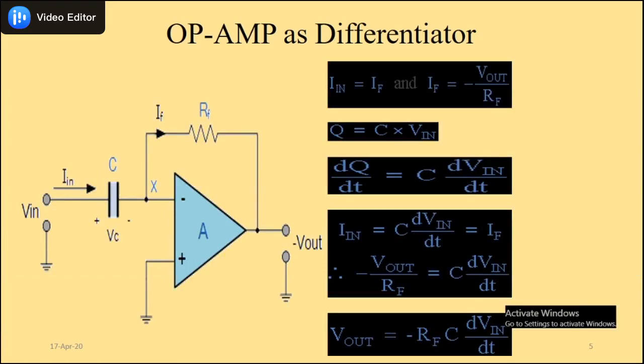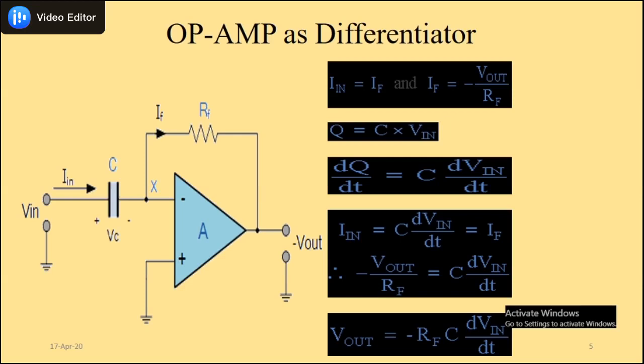So in the circuit, you are seeing a differentiator. What changes did we make here? We have changed the place of the capacitor and the resistor. Here you are seeing a capacitor on the input side and a resistor in the feedback. By the concept of virtual ground, the current which is going in will be equal to the current which is getting into the feedback resistor. So from here we can write the feedback current is equal to minus V out by RF.